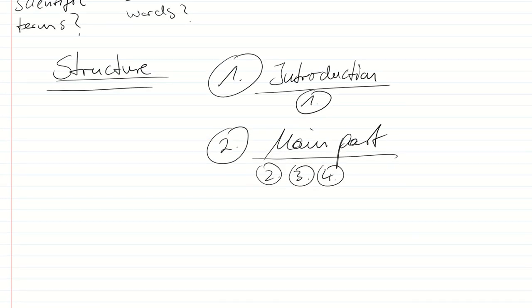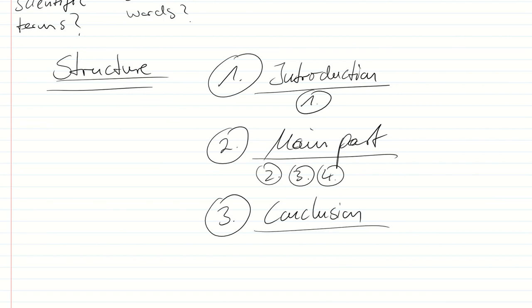But back to the structure. So this is what comes in the main part. Of course, every text analysis also needs some kind of conclusion, which is some kind of summary. What have you found out in the main part and in the introduction? So summarize your thoughts, summarize what you have found out in this text analysis.